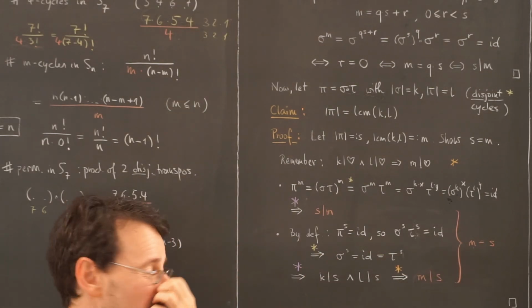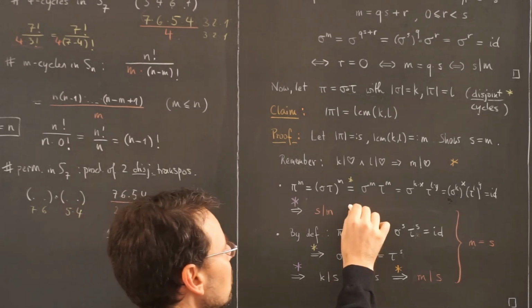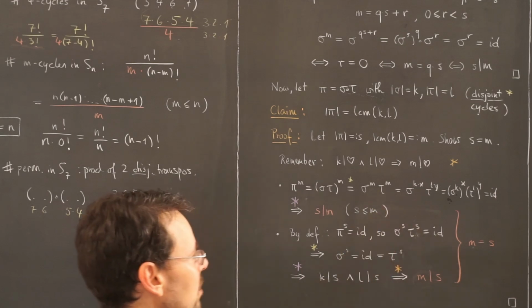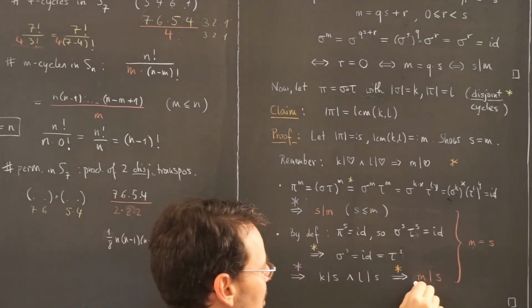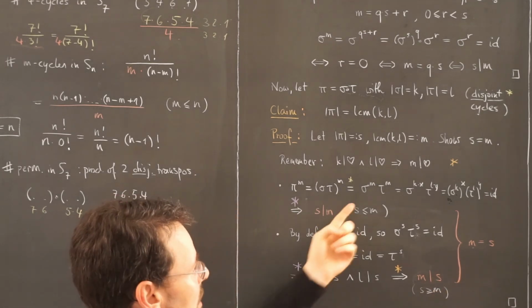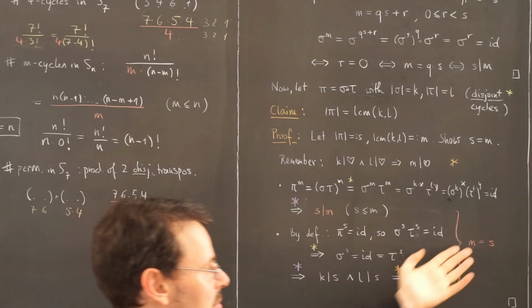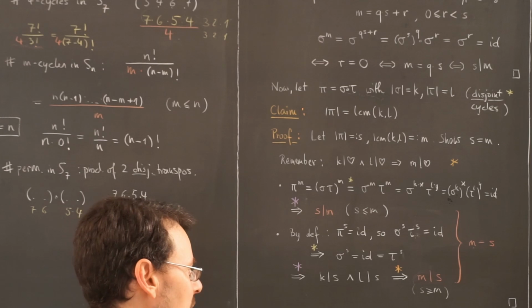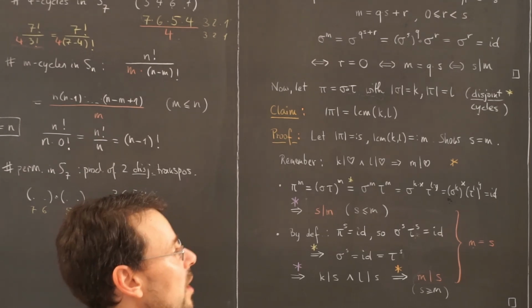If you're not so familiar with divisibility, here you could also say s is less than or equal to m, obviously, and this here means that s is greater than or equal to m. And both taken together leave no choice but m being equal to s. Whew, that's it. That's the complete proof.